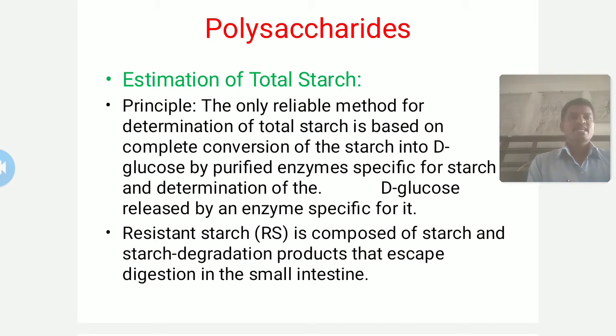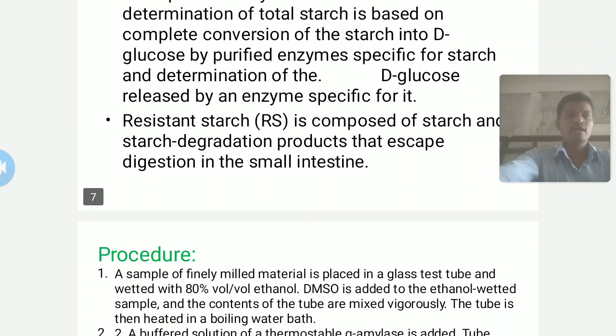The resistant starch, that is RS, is composed of starch and starch degradation products. Starch and starch degradation products are nothing but resistant starch that escapes digestion in the small intestine. This means the resistant starch is not digestible in the small intestine of our body, so it is composed of starch and starch degradation products.